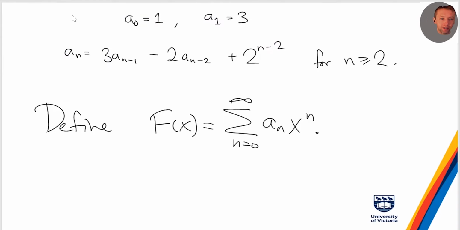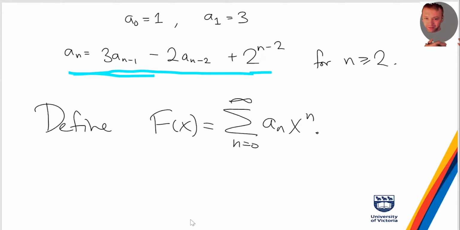So this is my recurrence again. The recurrence we're going to solve is where a0 is 1, a1 is 3, and generally an is equal to 3 times an minus 1 minus 2 times an minus 2 plus 2 to the n minus 2, for n at least 2. So remember what generating functions are: you have some sequence and you turn it into a function by making the elements of your sequence equal to the coefficients of x to the whatever power.